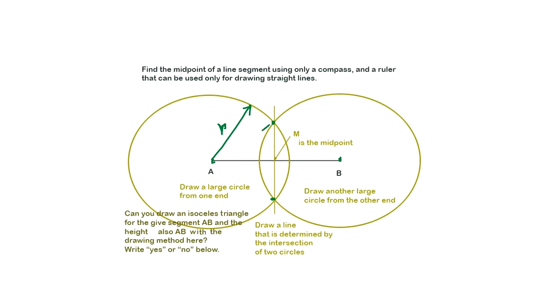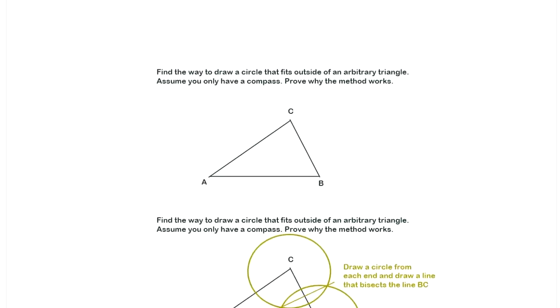Since you draw the triangle here, this is R, R, R, R, and a common side. So this is congruent. That means this length is the same. So this is a midpoint. You get that? Okay, you can prove that.